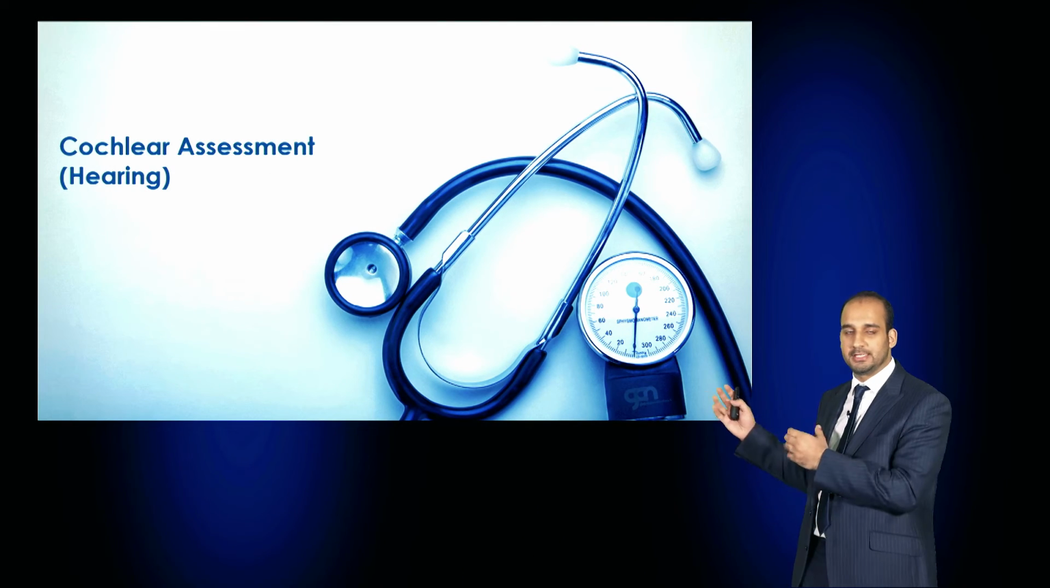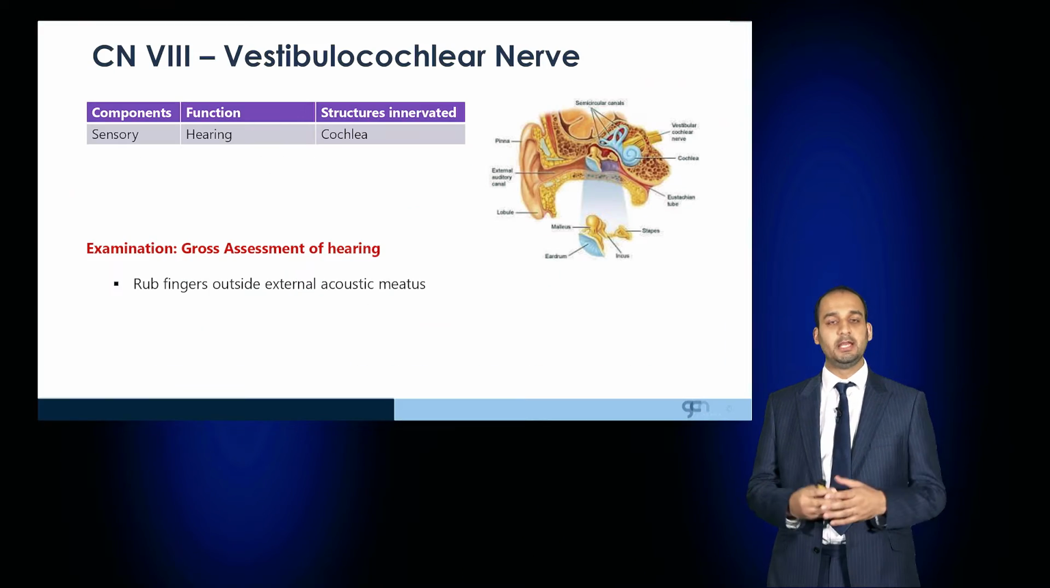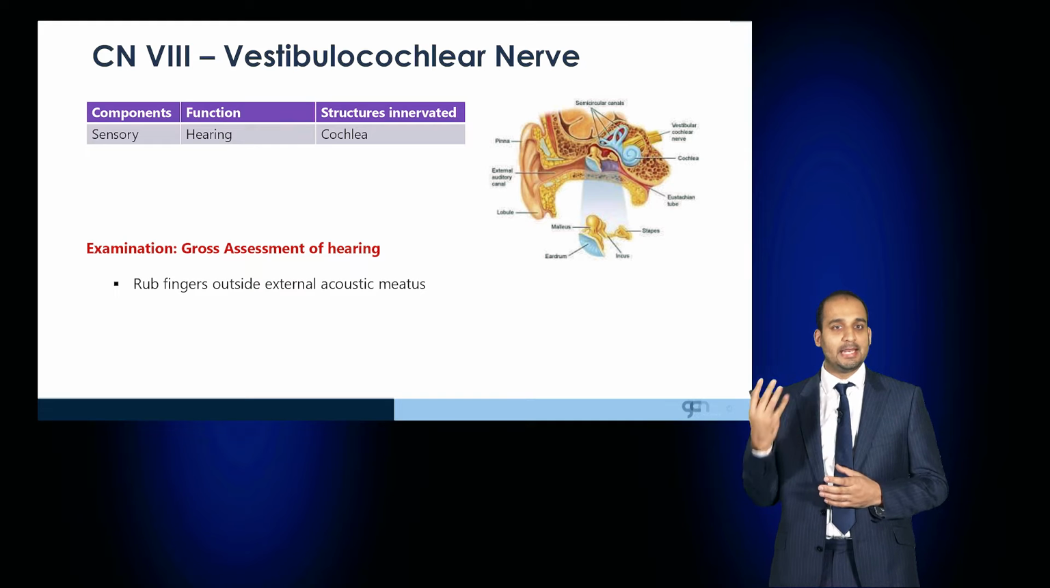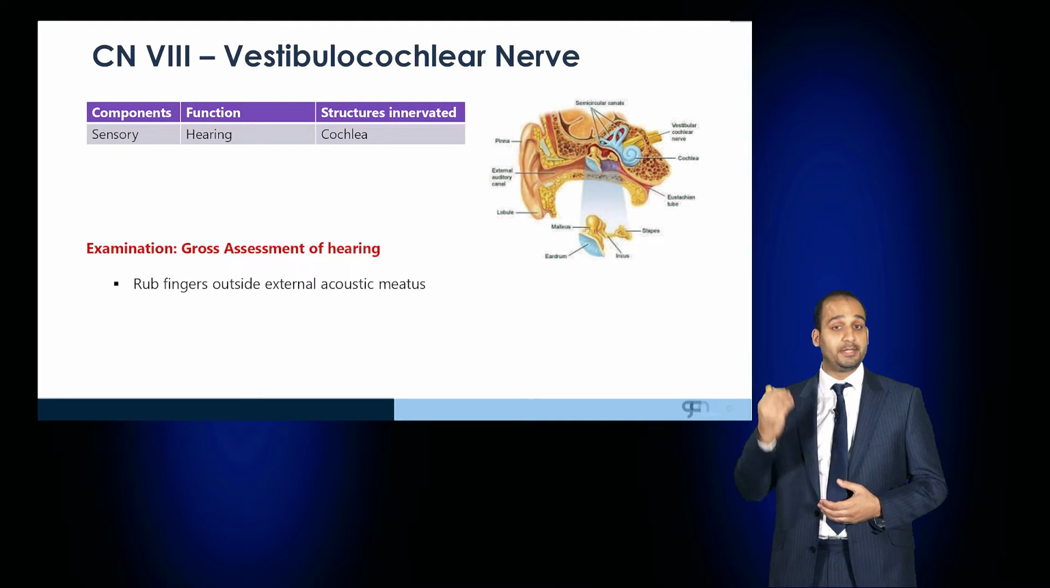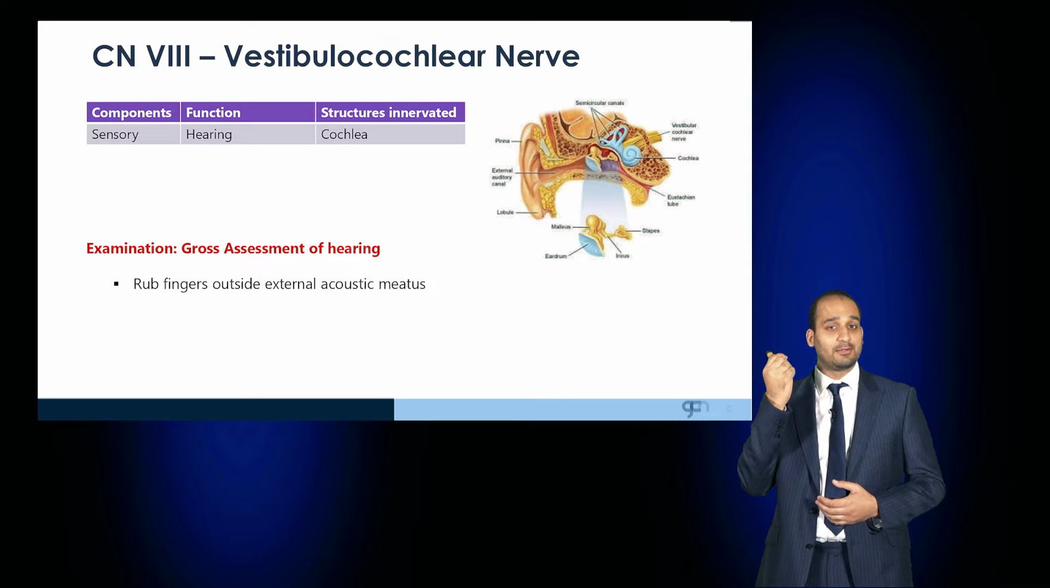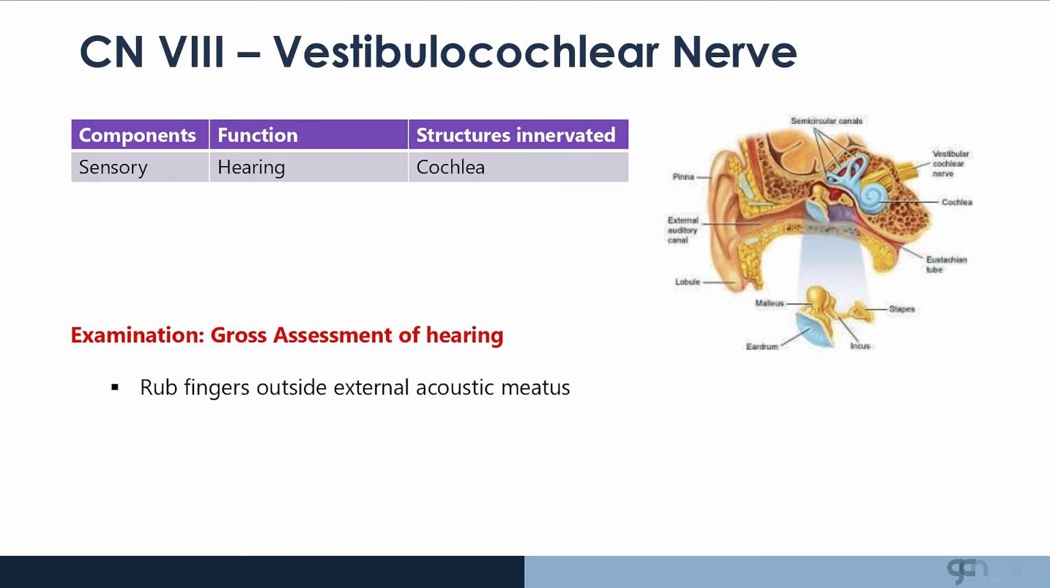The eighth cranial nerve is the vestibulocochlear nerve, and as the name implies, there is a vestibular component and a cochlear component. The cochlear component is involved in hearing. This is a sensory nerve and innervates the cochlea. A gross assessment of hearing would be just to rub the fingers outside the external acoustic meatus to see whether or not the patient can hear gross sounds.